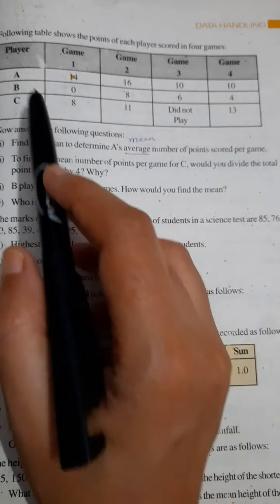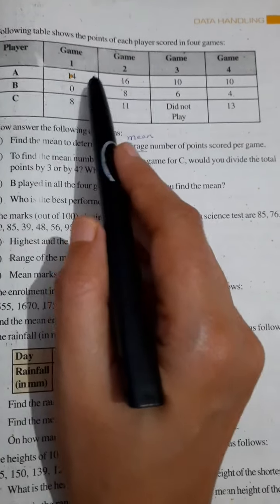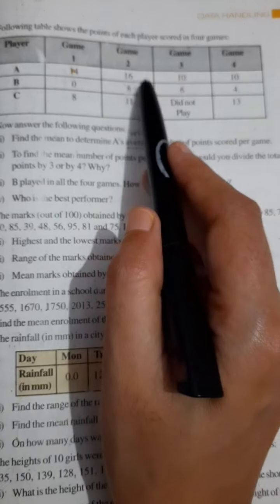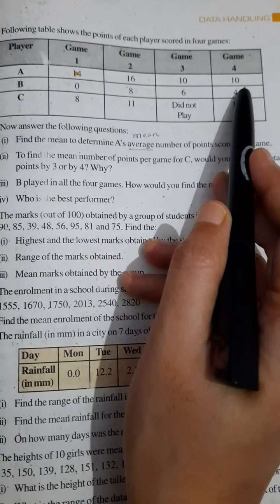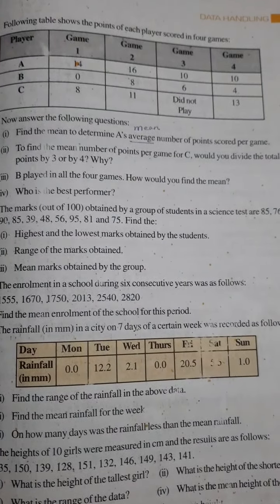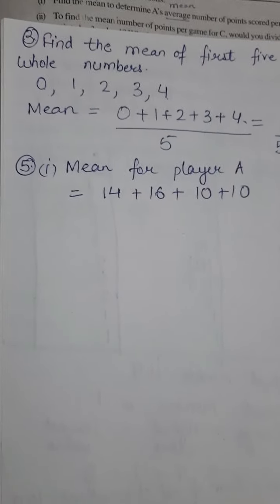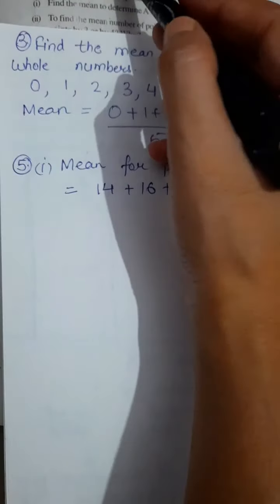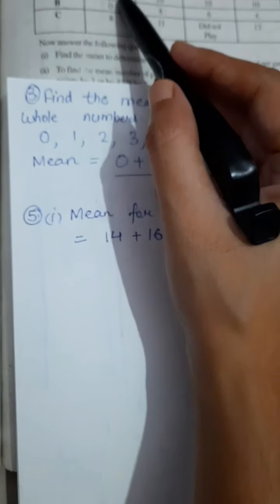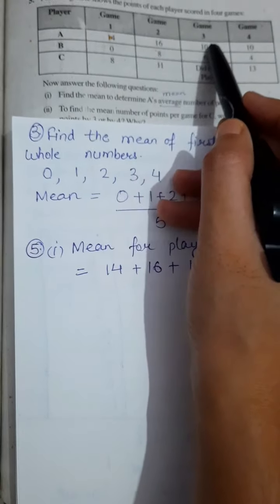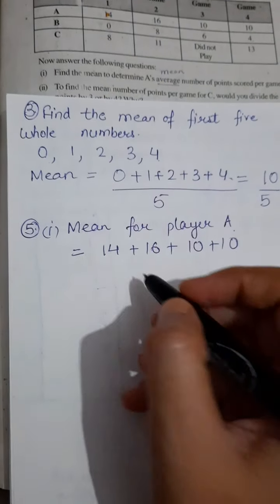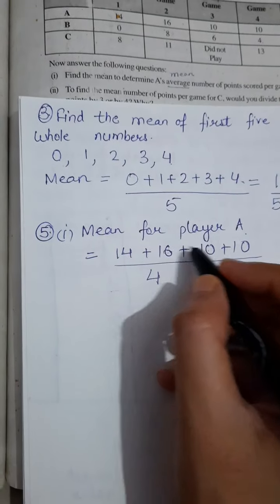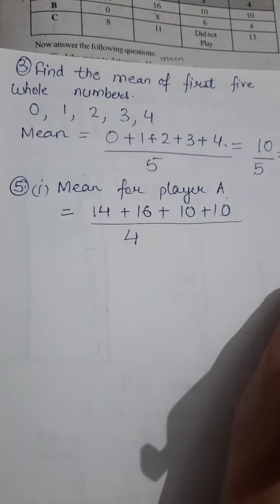So we have to find the mean for player A. To find the mean, we will add up all the scores of A and divide by how many numbers there are. There are 4 numbers, so we will divide by 4. Now see how we can solve it. To find the mean for player A, I will add the scores obtained by A, that is 14, 16, 10, 10, and divide by the number of observations. How many numbers are there? 1, 2, 3, 4. So we will divide by 4.